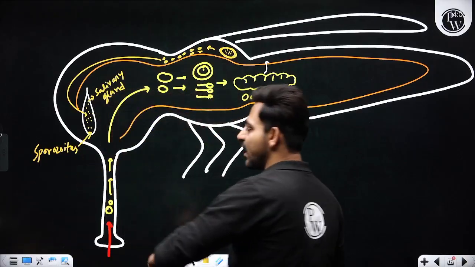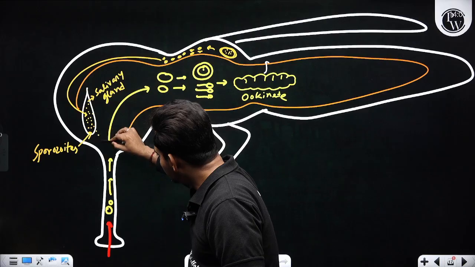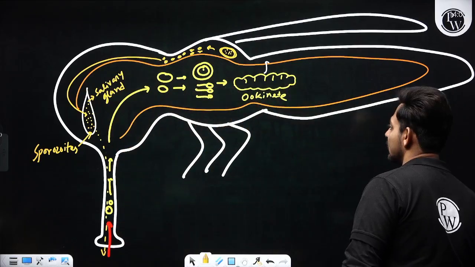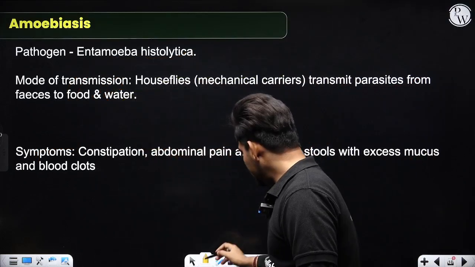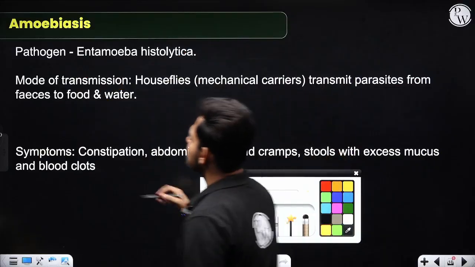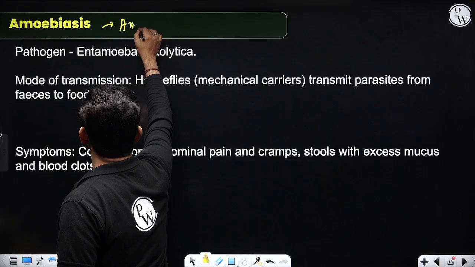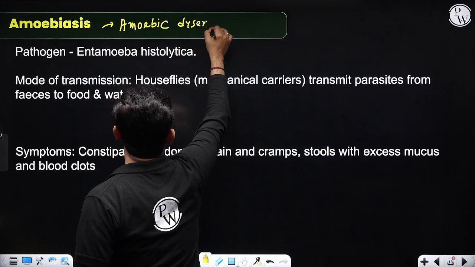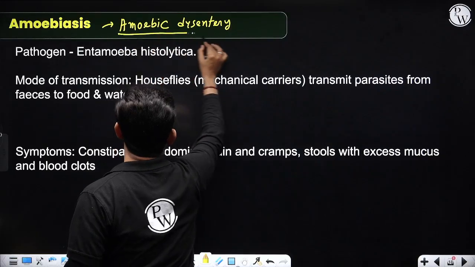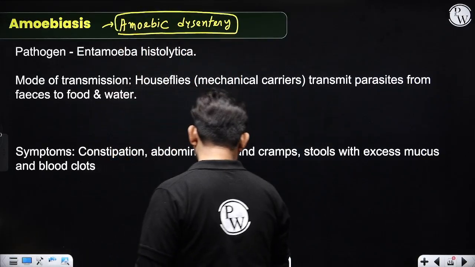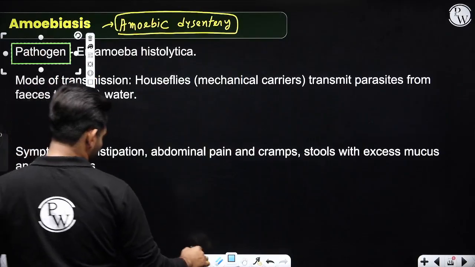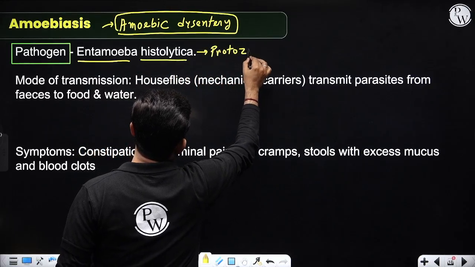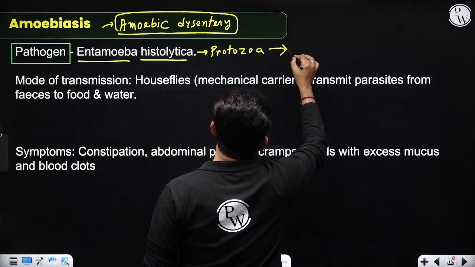Now when the mosquito bites a healthy human, the sporozoites are transmitted with the saliva to the new human body. Okay. Now I'll be talking about another protozoan disease, amoebiasis, also called amoebic dysentery. This is caused by the protozoa called Entamoeba histolytica. This is basically another endoparasite.